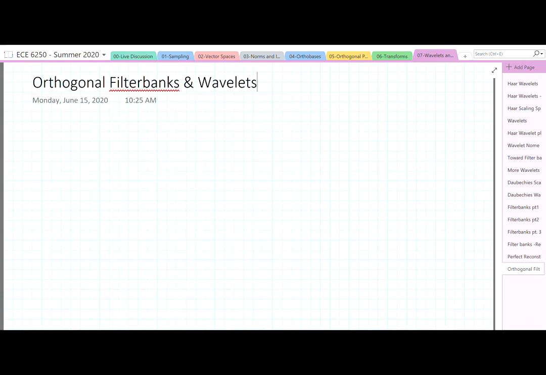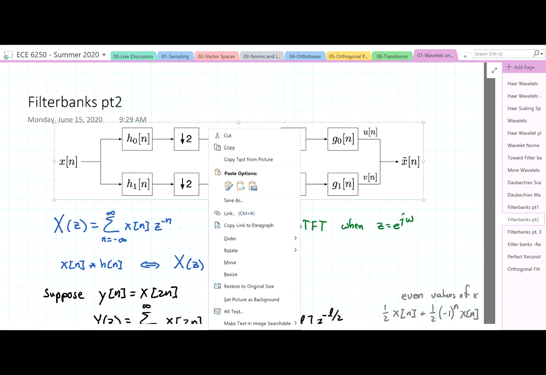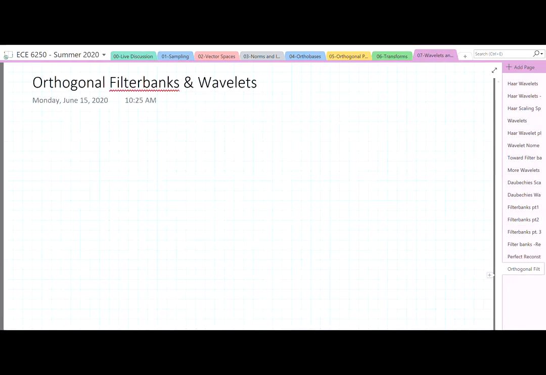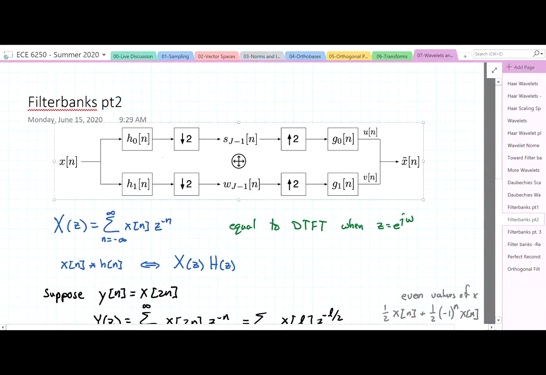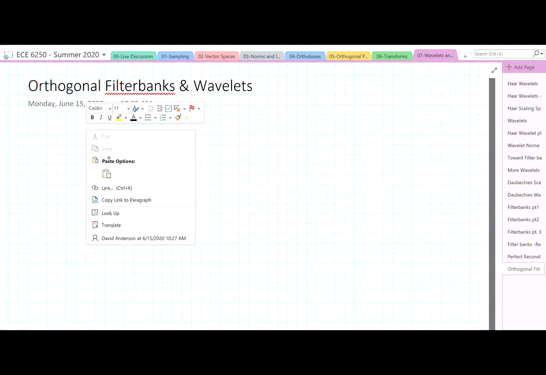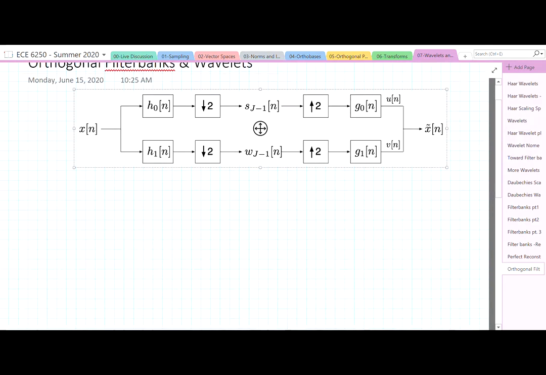So, as you recall, we had a structure that looks like the one shown here. Copy, and we put it on almost every slide. It's not copying. Copy. Paste. There we go. And I'll put it back up here for reference.